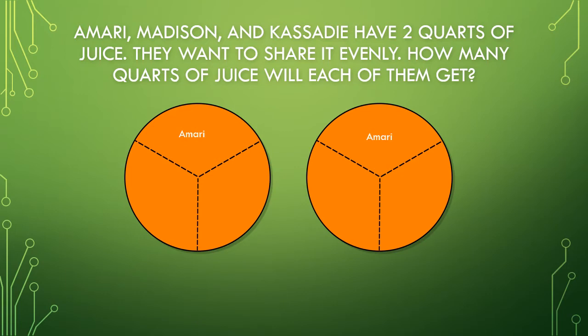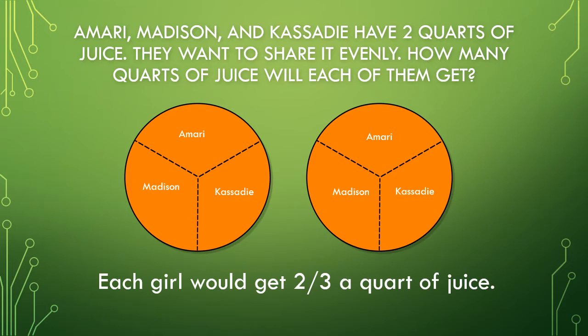I give Amari 2 pieces, Madison 2 pieces, and Cassidy 2 pieces. Each girl got 2 pieces out of 3. So each girl will get 2/3 of a quart of juice.